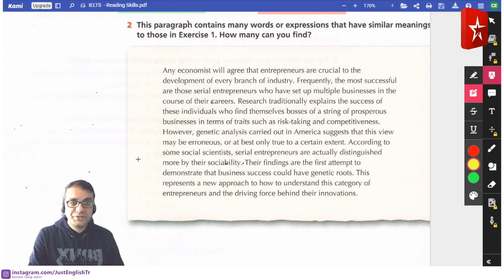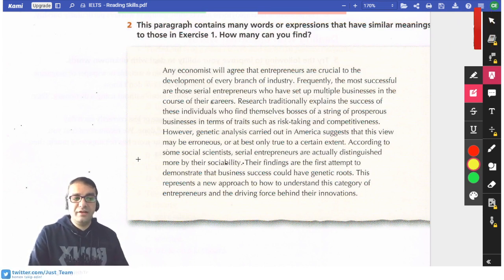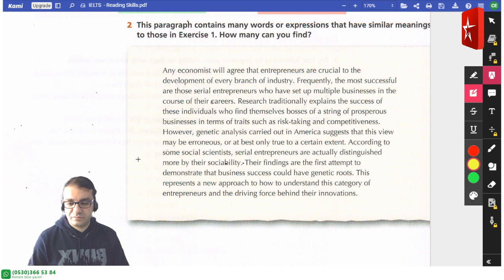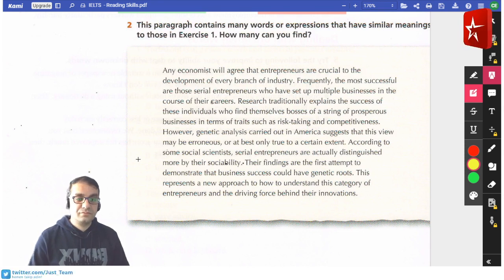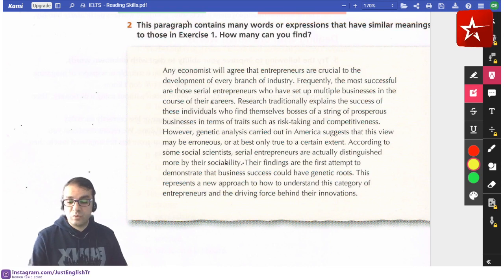Where are the words and expressions that have similar meaning to those in exercise 1? Or you can find it easily. You don't need to look at exercise 1, because the similar meanings of the words appear there. Could you now show me the words? Possible. I'm going to help you out now.